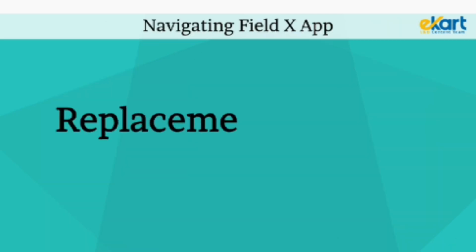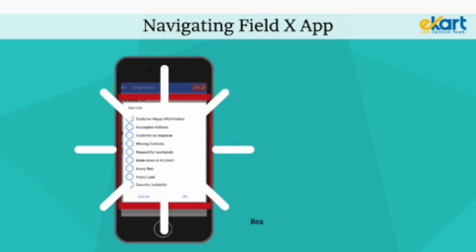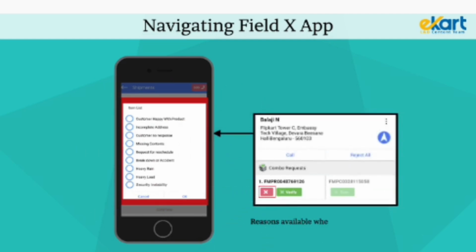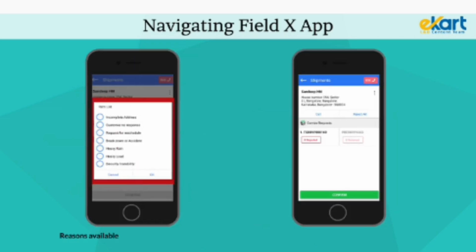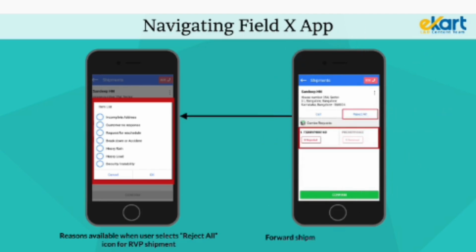Now we come to replacement rejection reasons. This is important. The reasons are available when the user clicks on the X icon for reverse shipments. The reasons are available when the user selects the reject all icon for RVP shipment. Forward shipment will be RTO if the RVP leg of the shipment is cancelled.